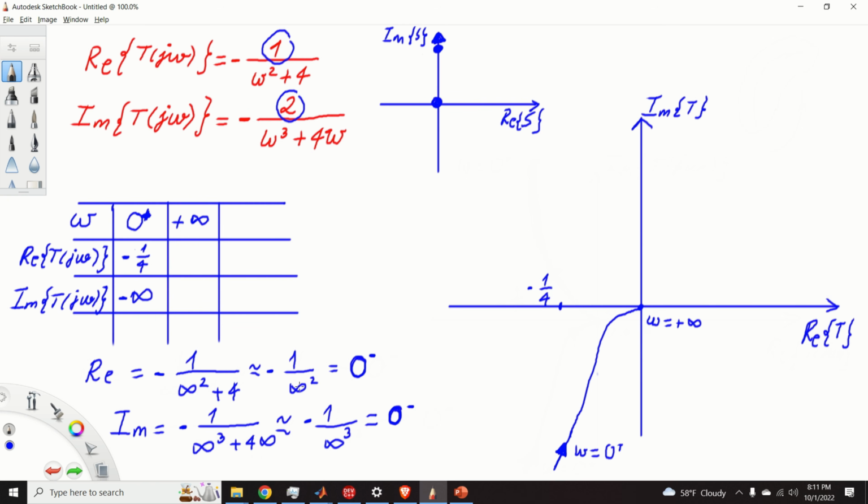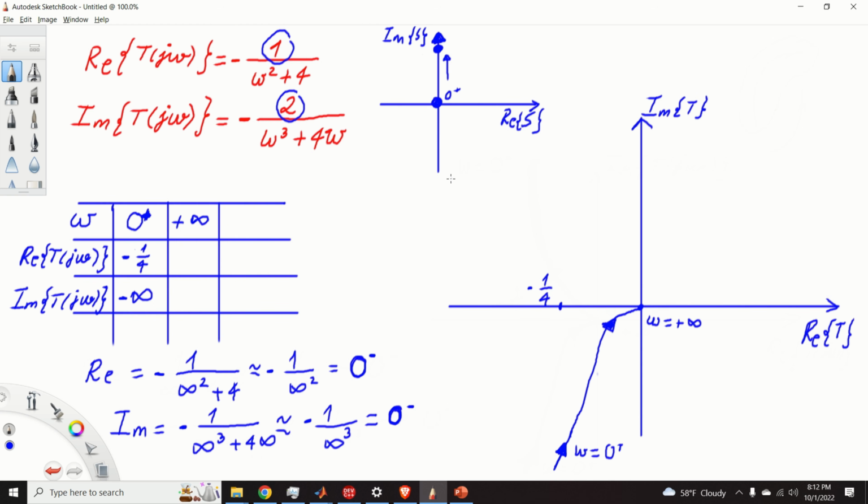Here for the real part I have minus 1 over infinity squared, and this number, although small, is still larger than the number minus 1 over infinity to the power 3, because infinity to the power 3 is much larger than infinity to the power 2. So I know that I somehow approach my 0 point like this and not like this. Okay, so this part of the Nyquist plot corresponds to the values of omega going from 0 plus to infinity.